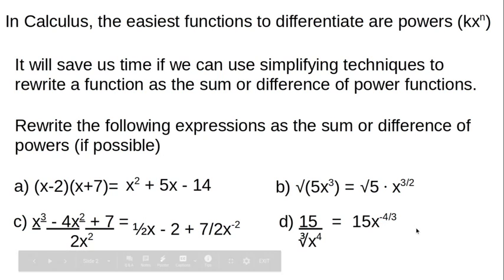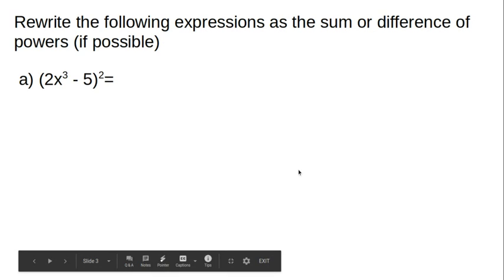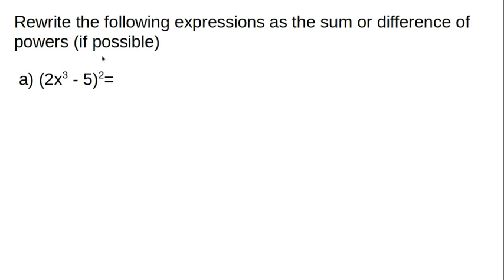So let's look at a few more examples and then we'll put up the rules. So this next example, now we've got a cubic here and we're squaring it. It says rewrite it as the sum or difference of powers if possible. What we're not allowed to do, and what happens sometimes in calculus, is people want to distribute the squared, and you're not allowed to do that when you have subtraction or addition.